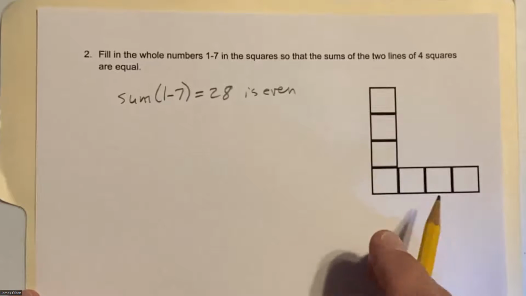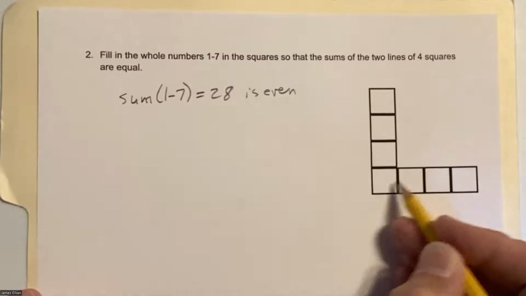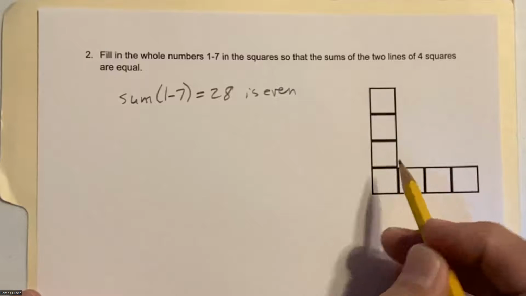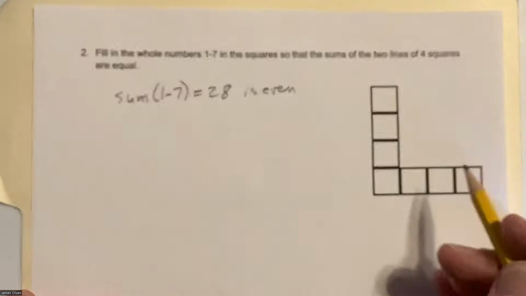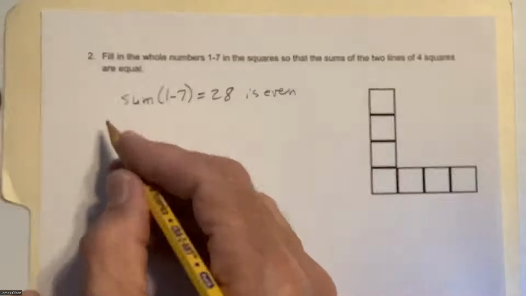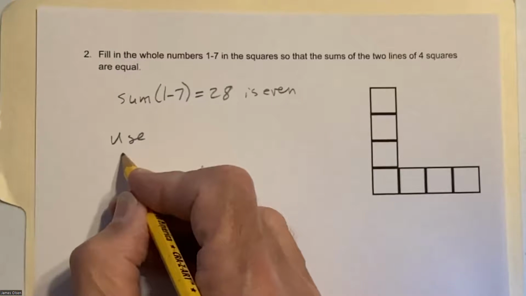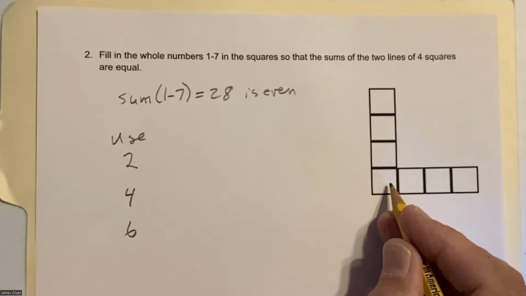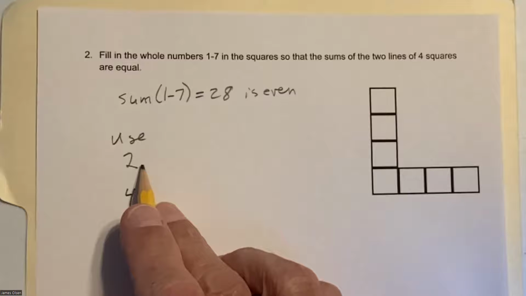So what's going to need to happen is this is the key position right here, because it's used twice. I'm going to need to put an even number here. An even plus an even will be an even, and that will be divisible by 2. And of the numbers 1 through 7, there's only 3 even numbers. I could use 2, I could use 4, I could use 6 in the key position. So let's see what's going to happen when we use 2 in the key position.